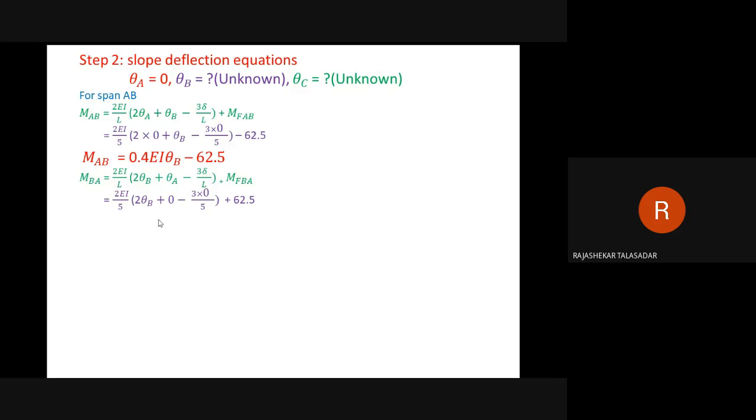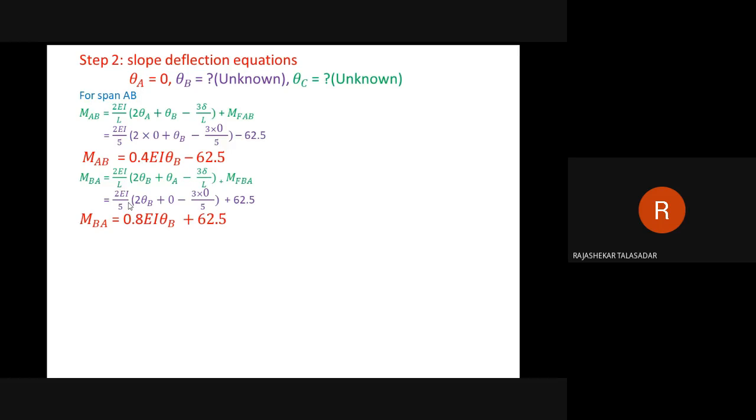Substitute the values again. Theta A is 0, delta is 0, but MFBA is plus 62.5. 2 EI by L, same thing here. Again, it will become 4 EI by L. 2 EI by L is 0.4, into 2 it will become 0.8. It will become 0.8 EI theta B plus fixed end moment, which is plus 62.5. Okay. Similarly, can you tell me now for span BC? What is MBC now? 2 EI by L, it is constant. 2 times the rotation at the first letter, that is B, left end, plus a single time the rotation at C.